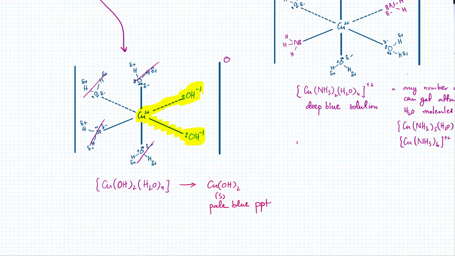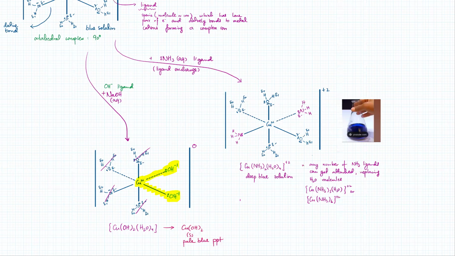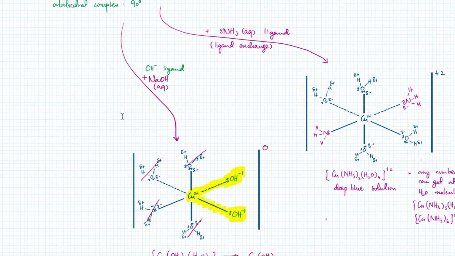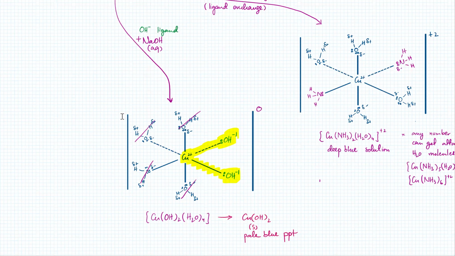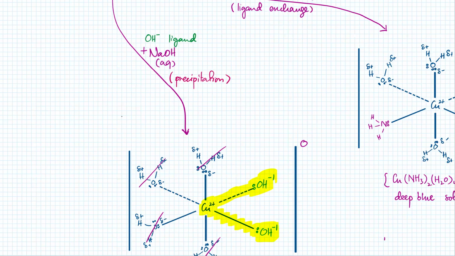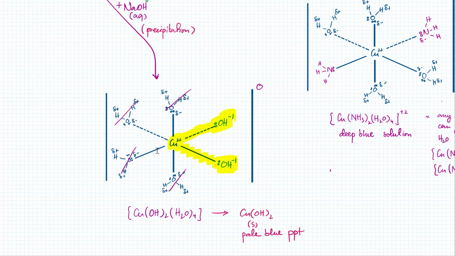Now, this is not a ligand exchange reaction. Remember that. This one over here, because it was a ligand exchange, but it turned into a precipitation reaction where you had an ionic precipitate getting formed. So this one is a simple precipitation. So basically, you had a complex, but the OH ions took the copper out of the complex, and they eventually formed a pale blue precipitate.